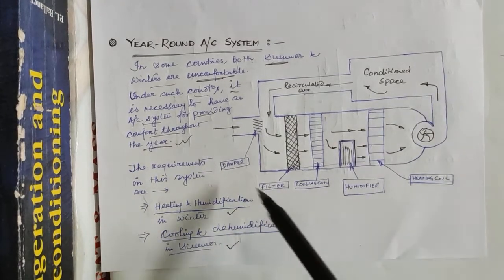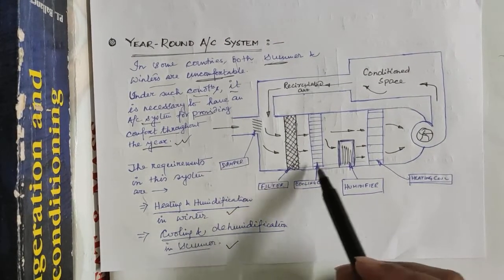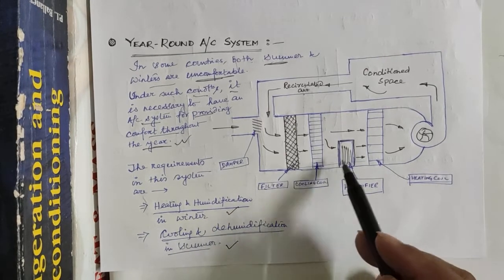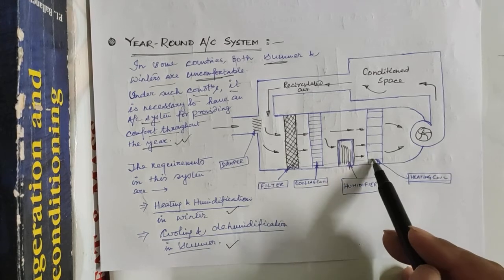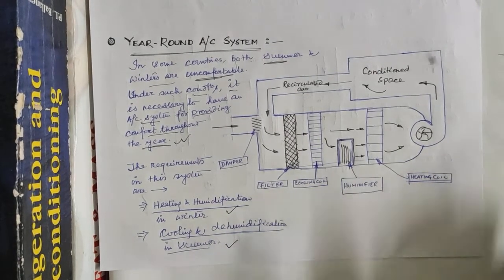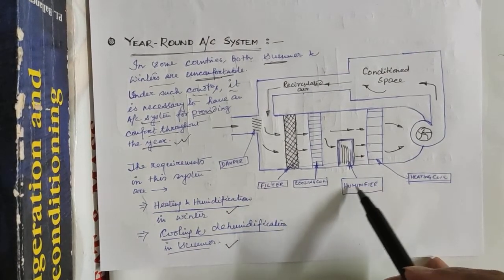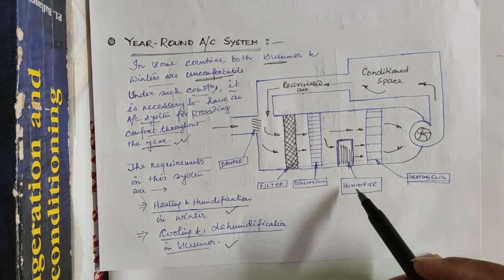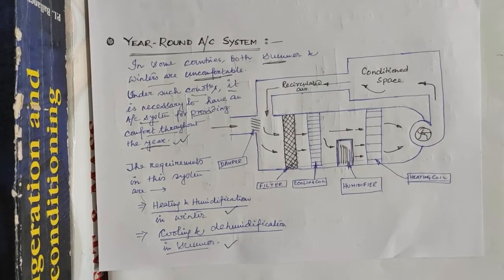So if we look at the arrangement of the system, first the damper is there, then the filter, after the filter there will be a cooling coil, then one humidifier or spray water, then one heating coil. And sometimes this humidifier also plays the function of a dehumidifier. If we control the temperature of this spray water or the humidifier coil, then it will be used for the dehumidification process also.